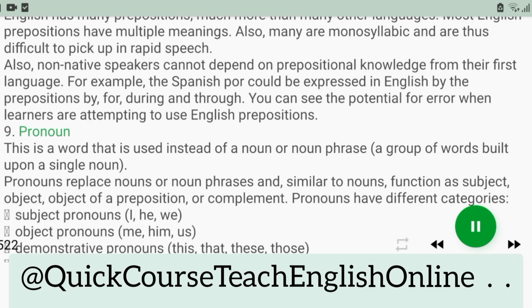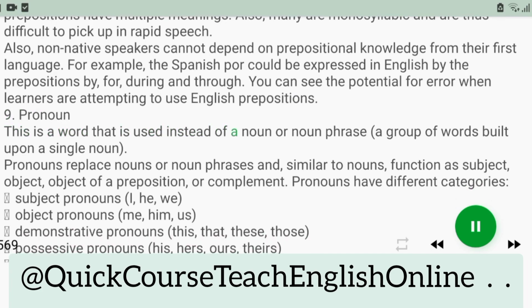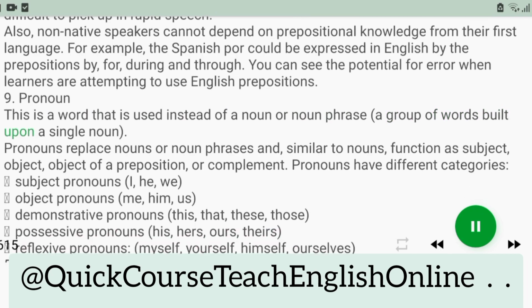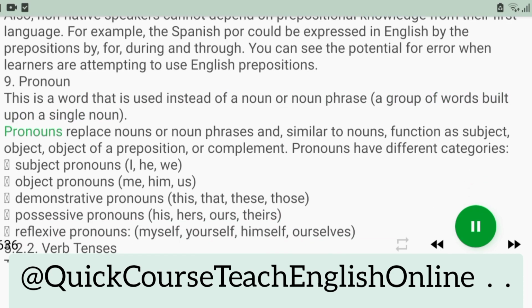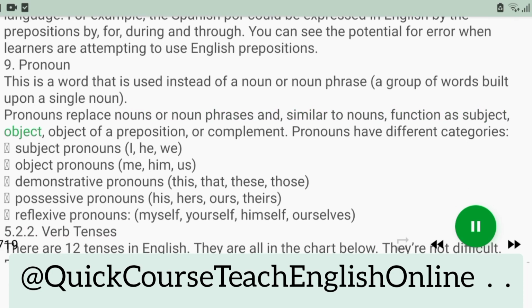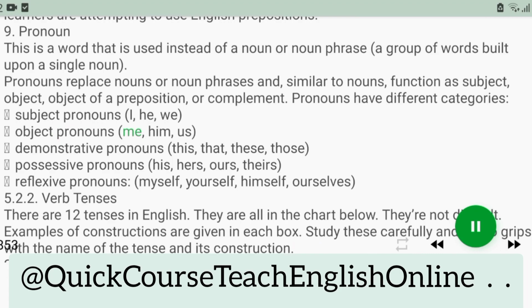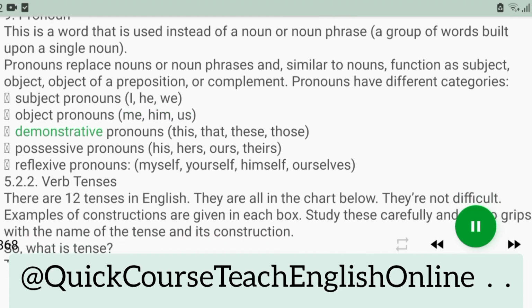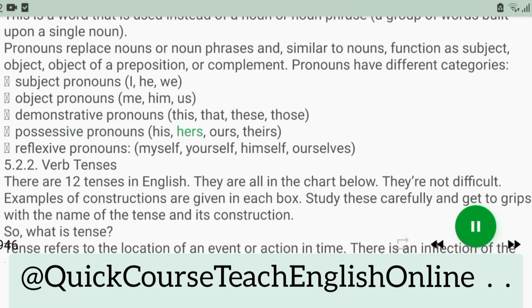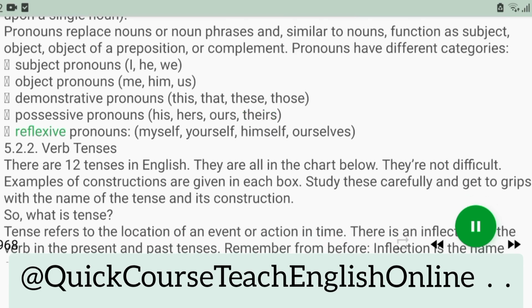9. Pronoun. This is a word that is used instead of a noun or noun phrase, a group of words built upon a single noun. Pronouns replace nouns or noun phrases and, similar to nouns, function as subject, object of a preposition, or complement. Pronouns have different categories. Subject pronouns I, he, we. Object pronouns me, him, us. Demonstrative pronouns this, that, these, those. Possessive pronouns his, hers, ours, theirs. Reflexive pronouns myself, yourself, himself, ourselves.